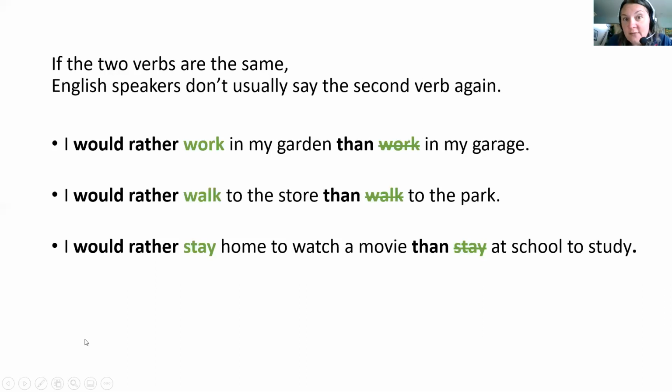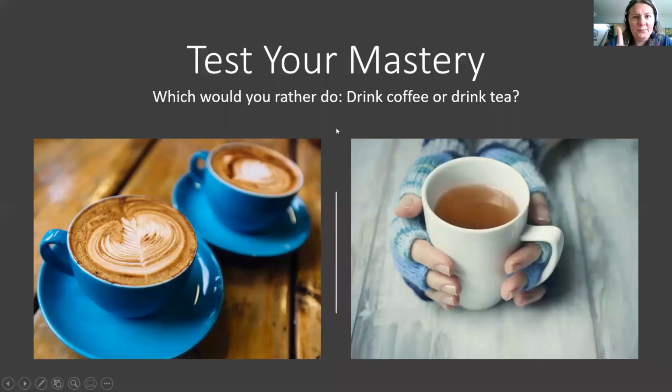Now, if your verb is different both times, if you're using two different verbs, then you have to say both verbs. But if your verb is the same, you can skip saying it again. You don't have to repeat it. So let's go ahead and build this step by step and test your mastery.